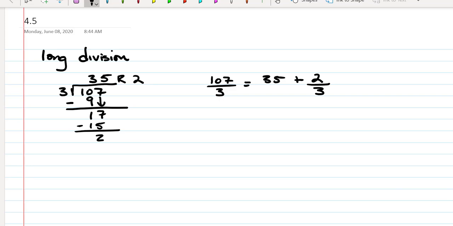So then that would tell us that 107 over 3, if we throw out this part right here, 107 over 3 is about 35. That would be an approximation of what that is. It's about 35, and then we have a remainder of 2/3. So 35 isn't a perfect approximation, but it does at least give us an idea of what it looks like.